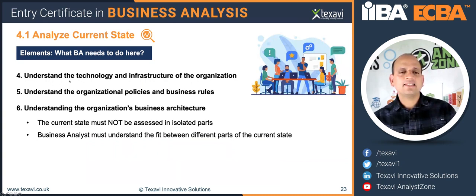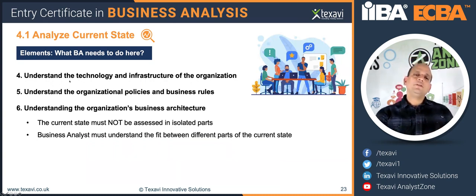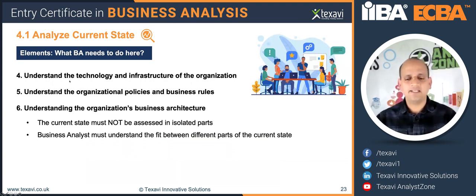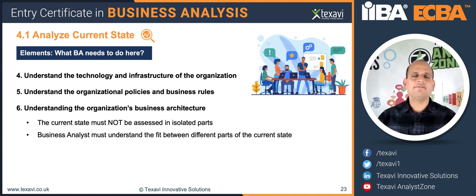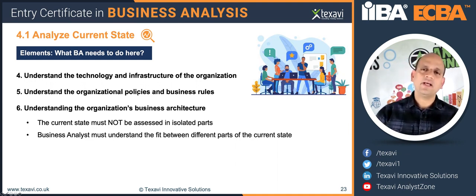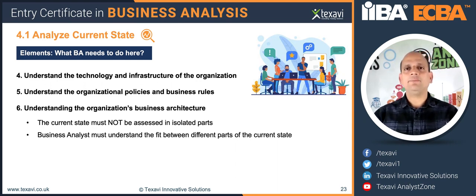And obviously the next step is you can't just stop there. You need to further progress and try and understand the technology, the infrastructure of the organization as a whole. You need to come up with what kind of technologies we're currently using, what kind of infrastructure we have, what kind of preferences we have, what applications are running. And then we also need to understand the policies and the business rules of the organization. What kind of policies we have, how are they aligned to the overall industry standards? Are they aligned with the government policies?